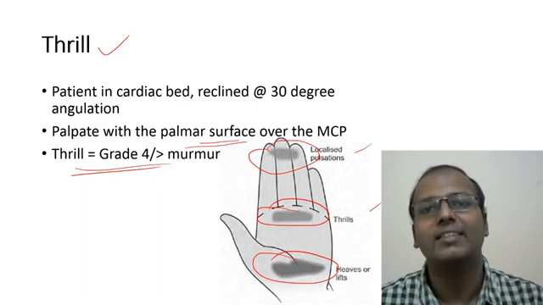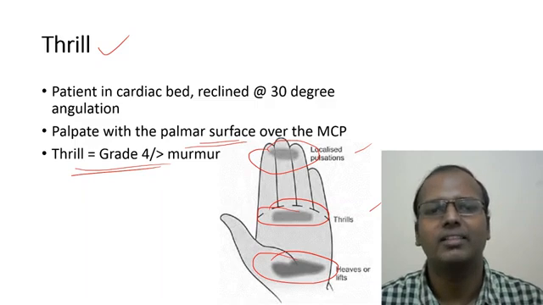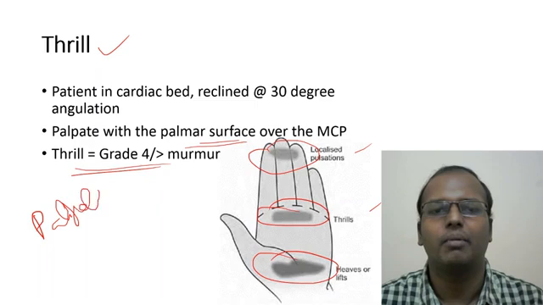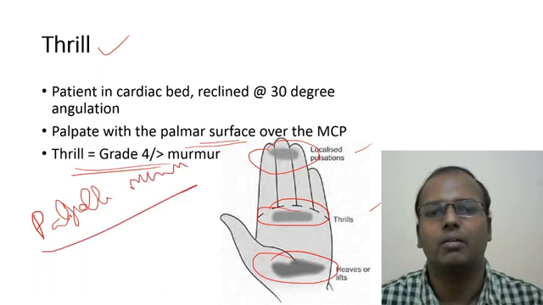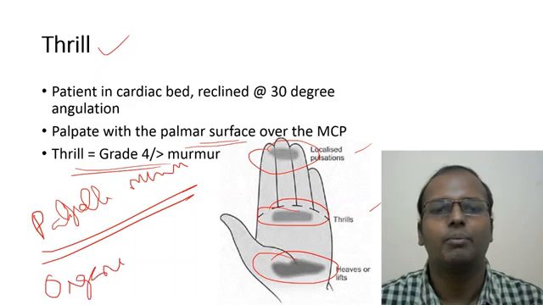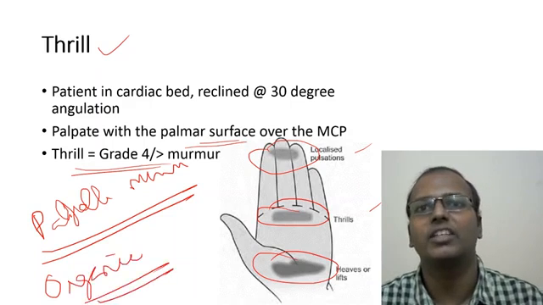And what else does thrill suggest? Thrill is nothing but a palpable murmur. Remember that it is nothing but a palpable murmur. And thrill signifies that the problem is organic. It is not functional, it is organic.